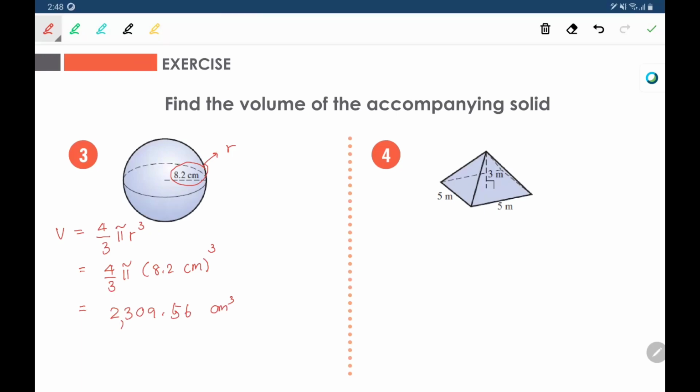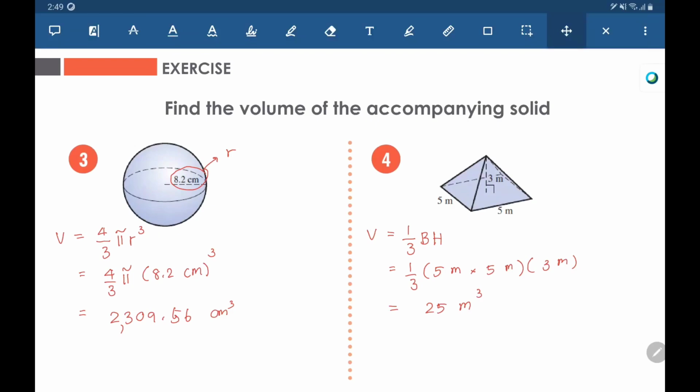How about this pyramid in exercise number 4? The volume for the pyramid is 1/3 times base times h. Okay, the base, because this is the square, right? 1/3 times 5 meters times 5 meters and times the height of this pyramid, 3 meters. Then the final result is 25 cubic meters. Okay, these are the volume and capacity of the solid.